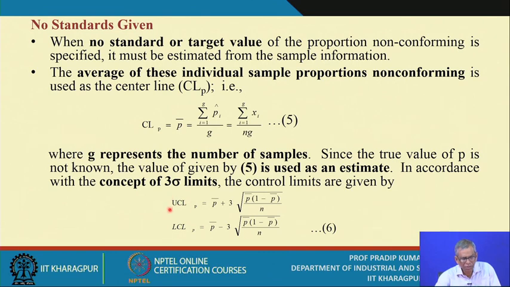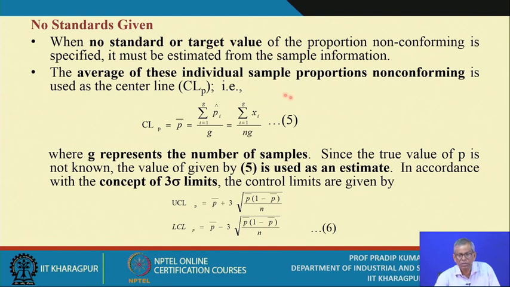Then you determine the upper control limit for the p chart as well as the lower control limit for the p chart. So g represents the number of samples, and since the true value p is not known, this is just an estimate. So the value as given by equation 5 is used as an estimate. It is not known. That means standards are not known. In accordance with the concept of 3 sigma limits, the control limits are given by this one.